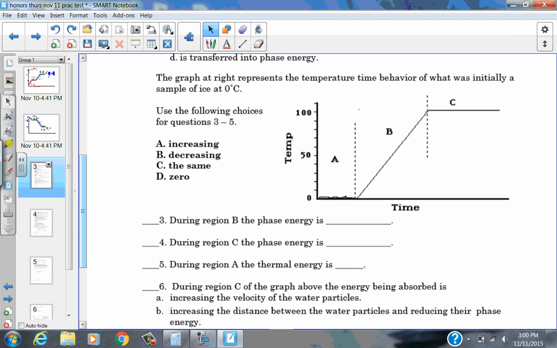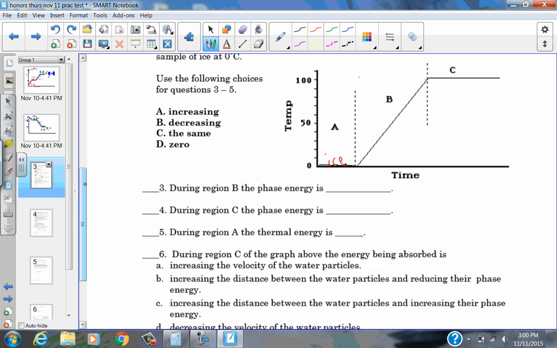The graph at right represents the temp time behavior of what was initially a sample of ice. Let's say it's ice down there, at 0 degrees Celsius. Use the following choices for answers 3 to 5. During region B, the phase energy, that's right here. Well, it's changing temp, so its phase energy is the same. It's letter C, or the same.